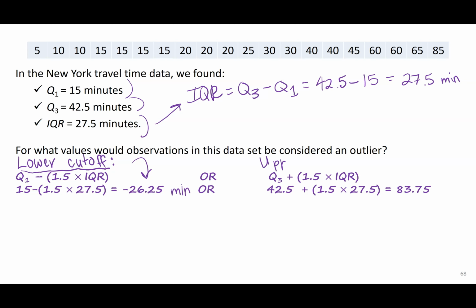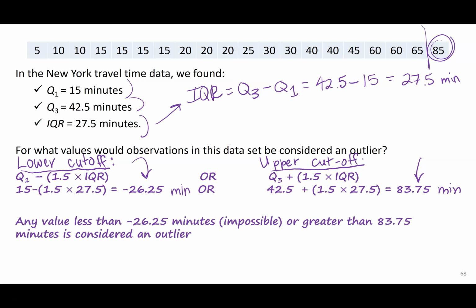And then an upper cutoff. Anything above this value, if you do the math, looks like anything above 83.75 minutes will be considered an outlier. And looking here, it does look like we have one high outlier. So just to summarize, any value less than negative 26.25 minutes, which is impossible, or greater than 83.75 minutes, is considered an outlier here. So now we want to use this information and put it together so we can construct a box plot.